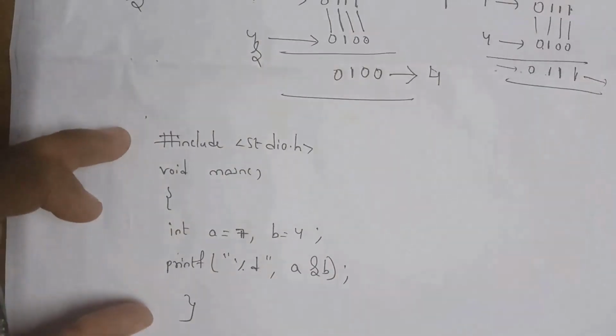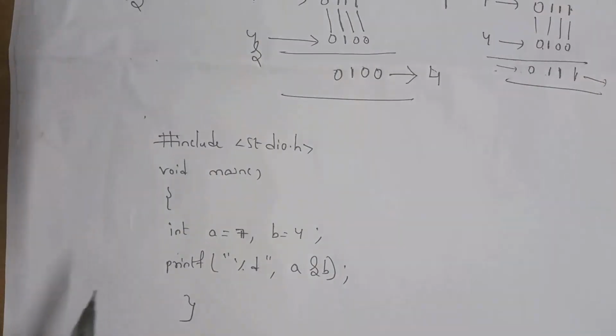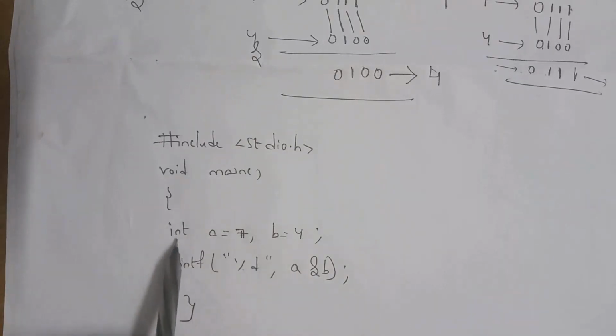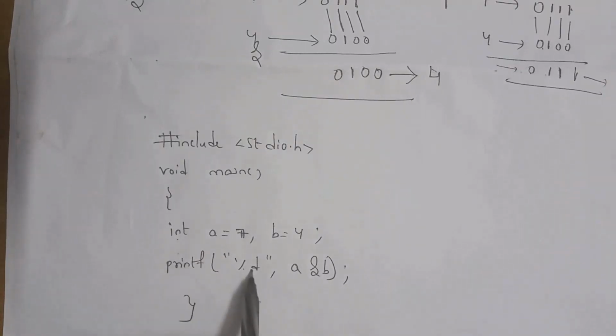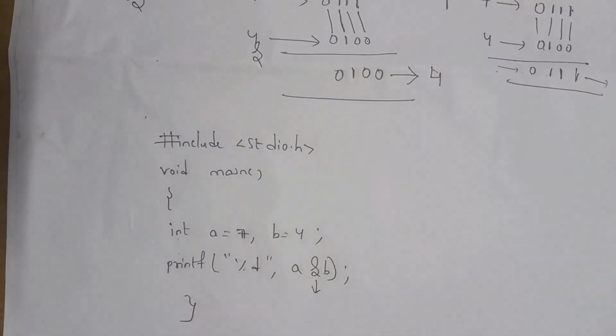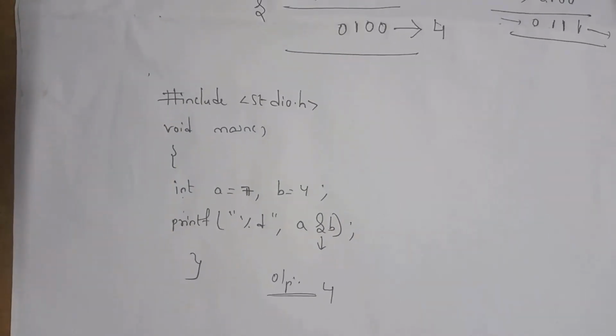Guys, this is a C program for the bitwise AND operator. I took two numbers. One number is 7 and one number is 4. These both are integers, so I took the data type as int. After that, I am performing the bitwise AND operation. So here I wrote %d, comma A and B, where & represents the bitwise AND operator. So I wrote here A & B. By writing this program, I will get the output 4.